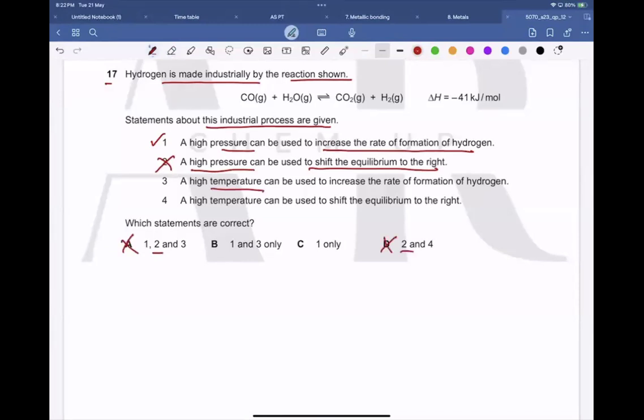A higher temperature can be used to increase the rate. Yes, very good. It can be used to increase the rate. So I think C goes wrong and B is the correct answer.